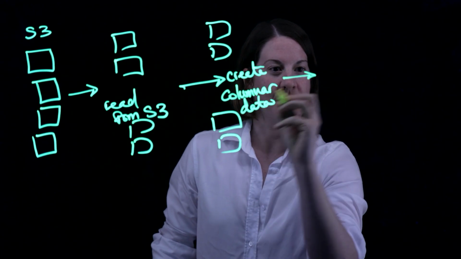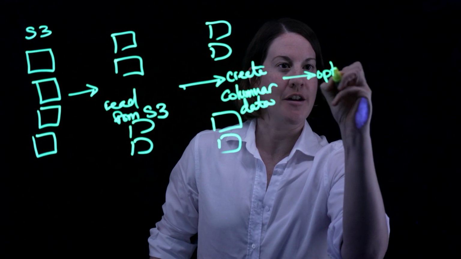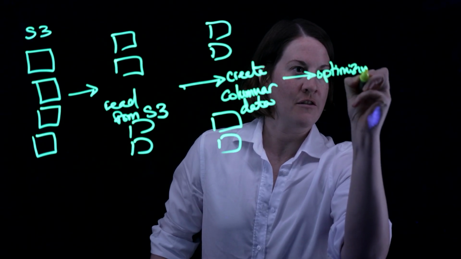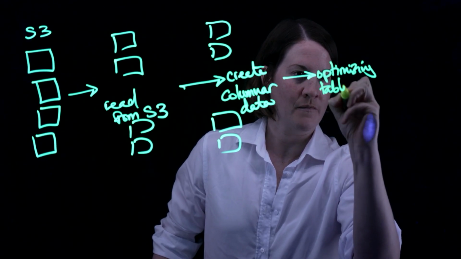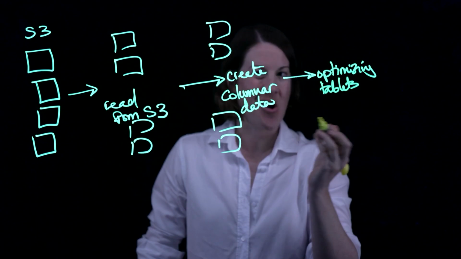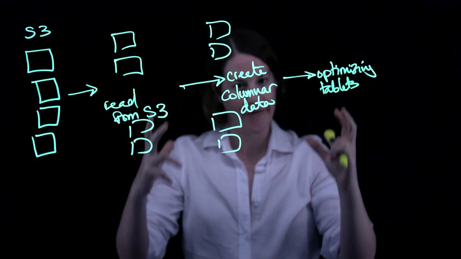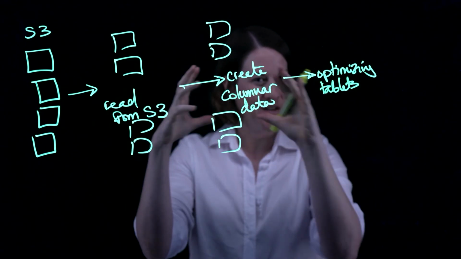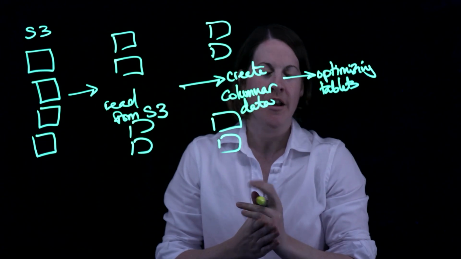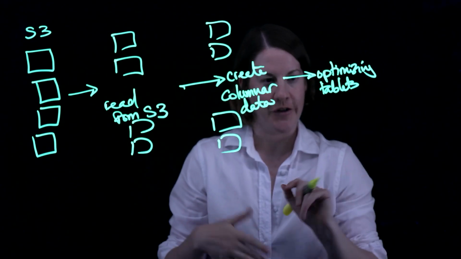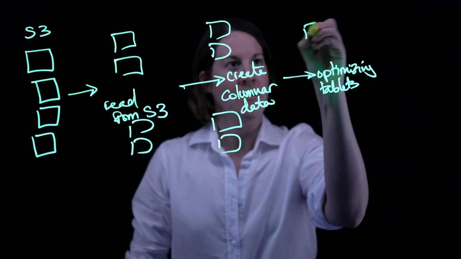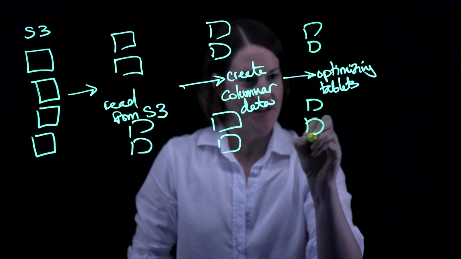The next step is optimizing. So this is specifically optimizing tablets. So tablets are the actual unit that comprises a trickle file. So these have chunks of data that's sorted and organized. We'll get more into that in a following video. So again, we're taking those files, we're optimizing the tablets.